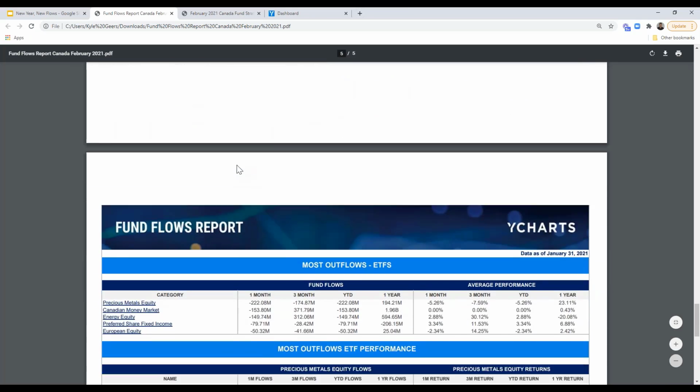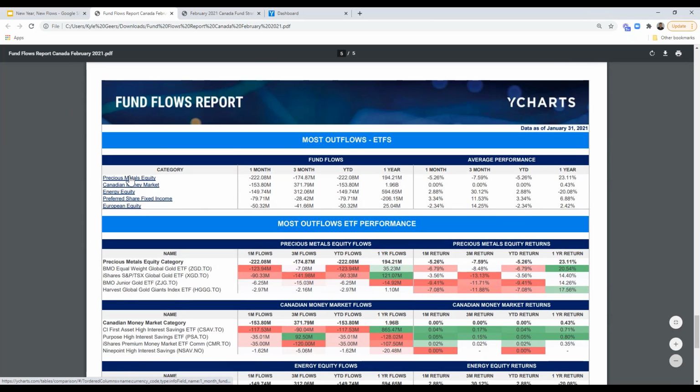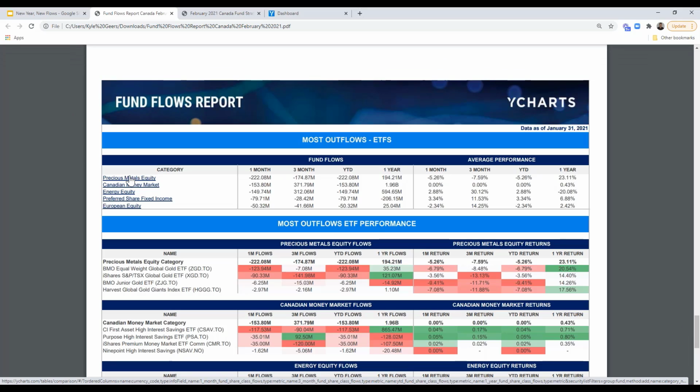And last but not least, we have outflows for ETFs. So here we have precious metals. So it looks like a lot of investors might have given up on the gold trade or the silver trade or any other precious metals based on the thought of inflation, and especially with the US printing all the money for the stimulus and the Fed providing liquidity.